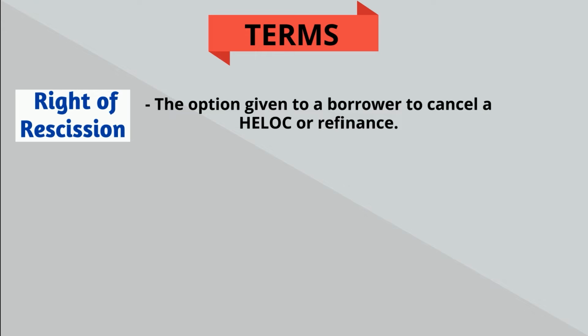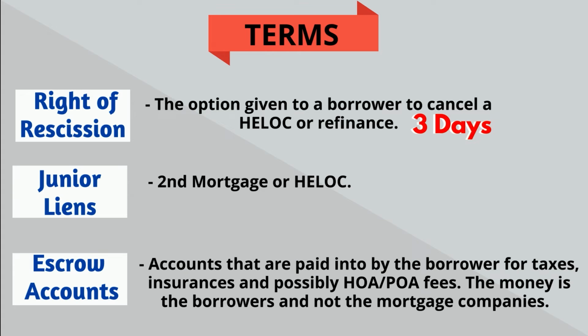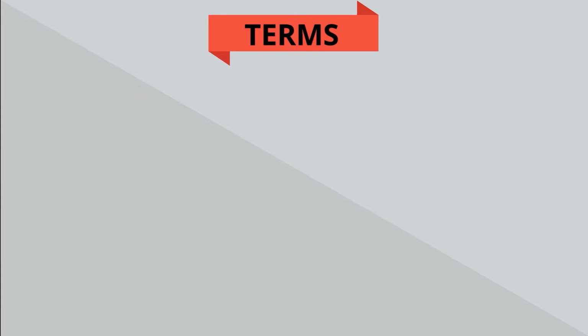Right of rescission, the option given to a borrower to cancel a HELOC or refinance. The borrower must act on this right within 3 days of the closing. Junior liens, a second mortgage or HELOC. Escrow accounts, accounts that are paid into by the borrower for taxes, insurances, and possibly HOA or POA fees. The money is the borrower's and not the mortgage company's.